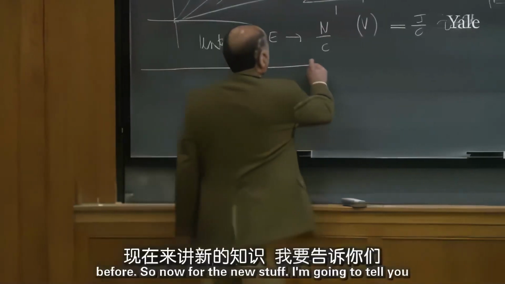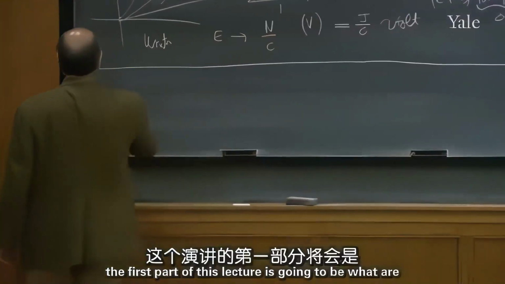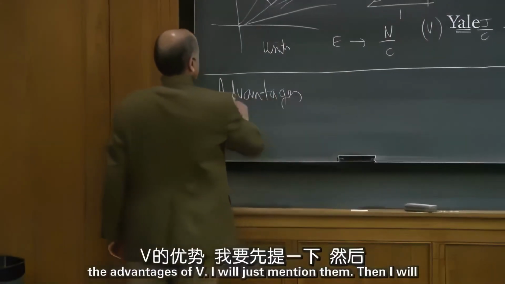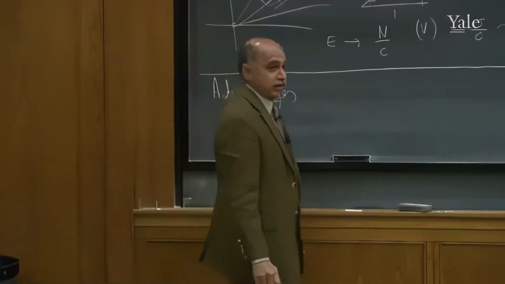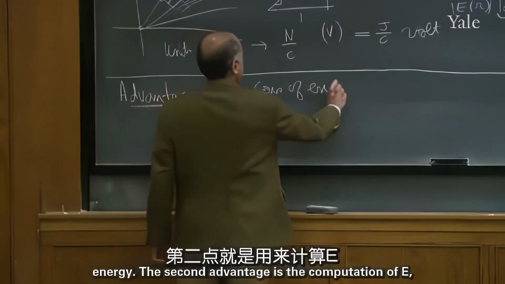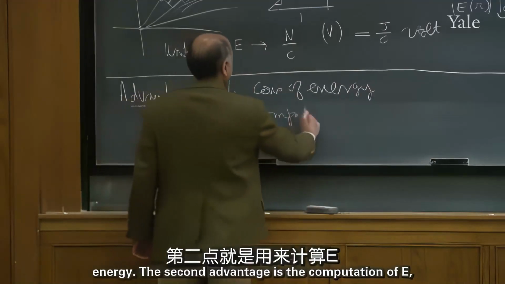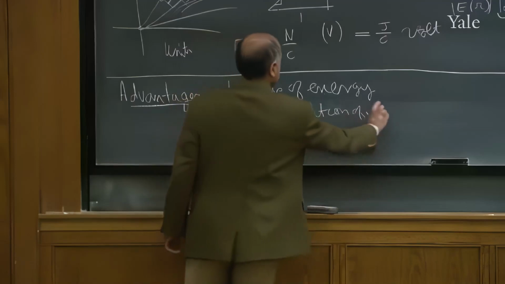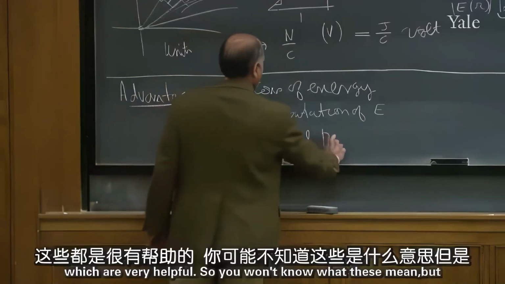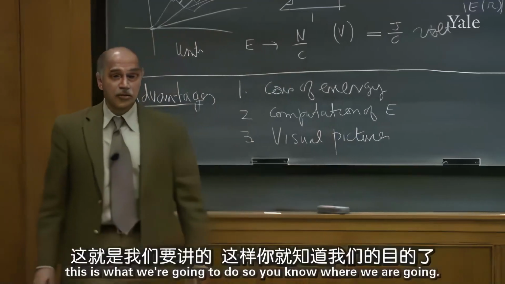So now for the new stuff, the first part of this lecture is going to be: what are the advantages of V? I will just mention them, then I will elaborate on them. The first advantage is the conservation of energy. The second advantage is the computation of E. And the third advantage is a lot of good visual pictures, which are very helpful. So you won't know what these mean, but this is what we're going to do, so you know where we're going.